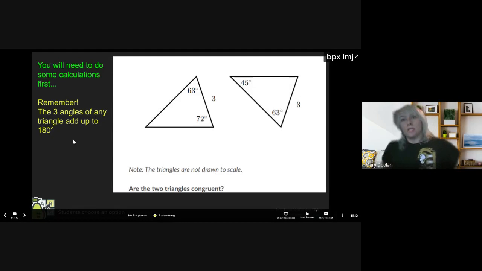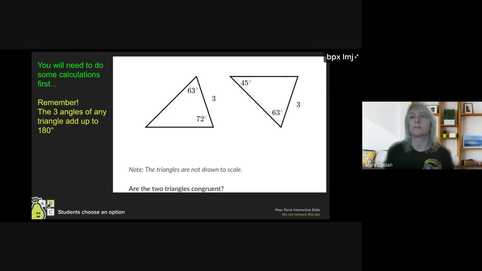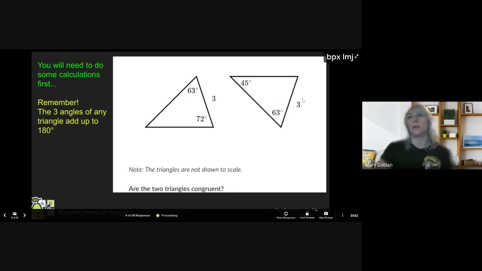So take a look at this picture here. These two triangles are not drawn to scale. In one of the triangles, we are given the fact that one angle is 63 degrees, one angle is 72 degrees, and the side length in between those two angles, we have a 3 there. That's angle, side, angle. But then this other triangle over here, we have angle, side, nothing. We have side, angle, angle. But this is 45 degrees, this is 63 degrees, this is 63 degrees, this is 72 degrees.